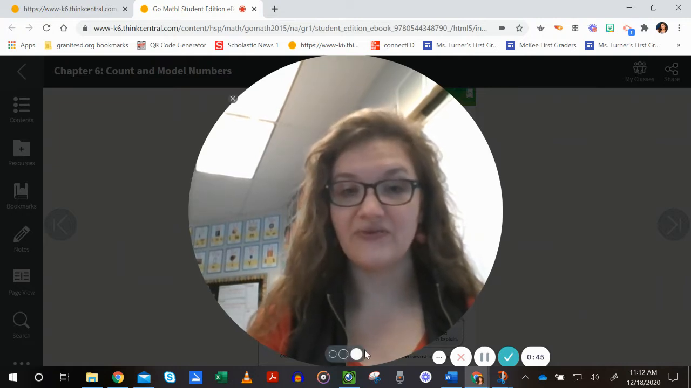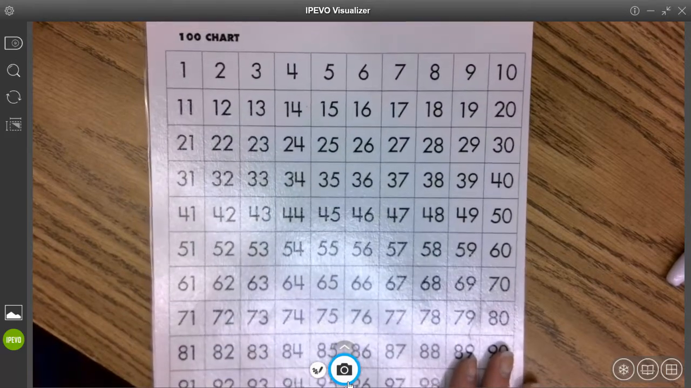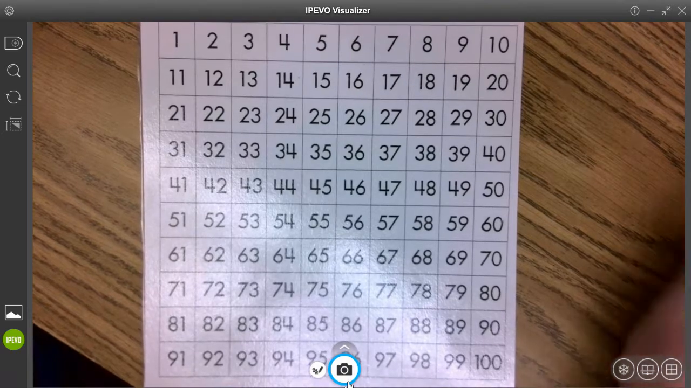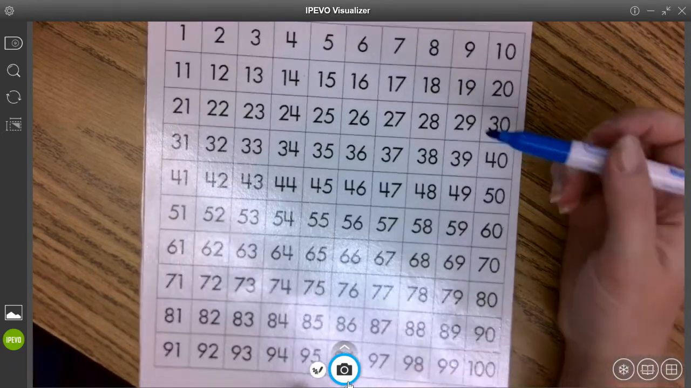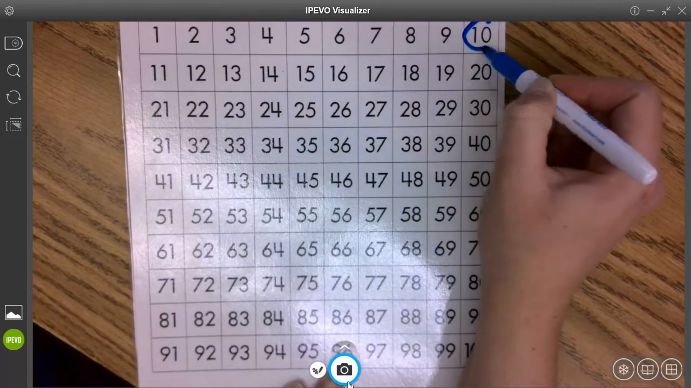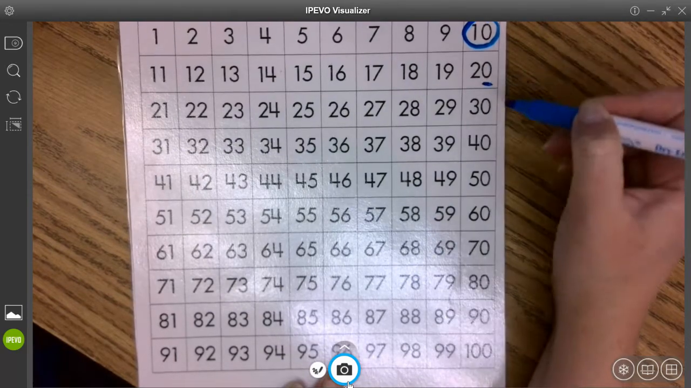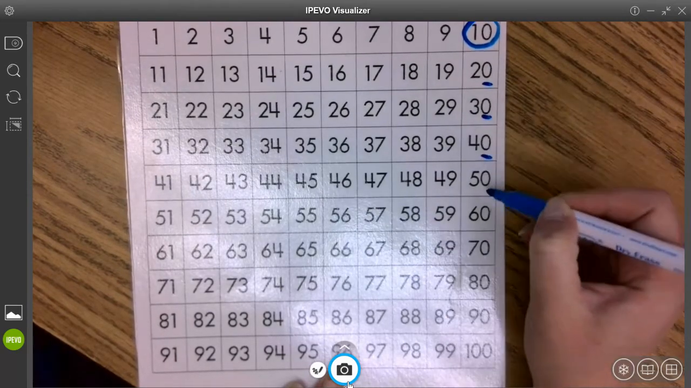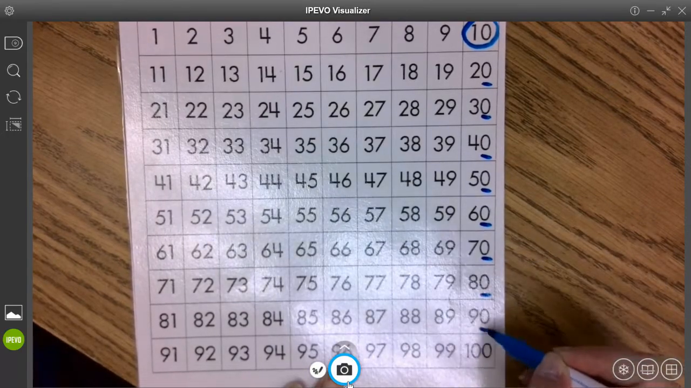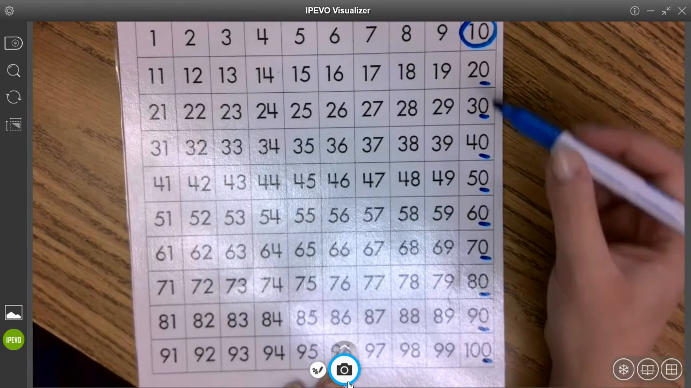And so let's look really quick at our hundreds chart. Okay, so you should all have a hundreds chart there at home with you. And counting by tens is always going to just go straight down. So if we're counting by tens starting at 10, then we're going to come straight down from that. And you'll notice that as I come straight down, the ones place stays as 0. We're not getting any new ones. We're only getting new tens.